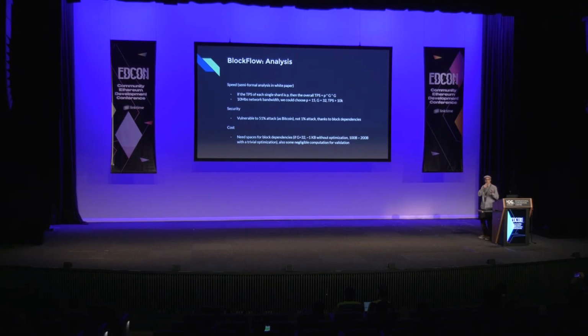So now let's do a quick analysis of Blockflow. First, in terms of speed, you can find a more detailed semi-formal analysis in the white paper. But basically, we say that if the TPS of each single shard is P, then the overall TPS is P times G times G, right? So for a 10 megabit network bandwidth, we could choose P15 and G32, and you get over 10K transactions per second. It's worth noting that even with a G of 6, you're already higher than 500 transactions per second.